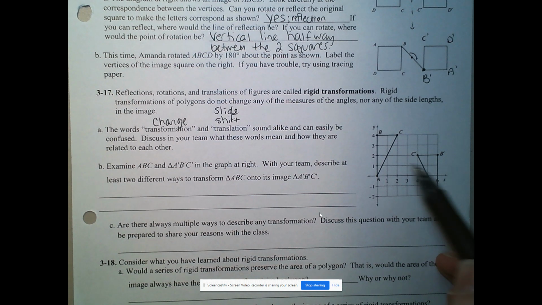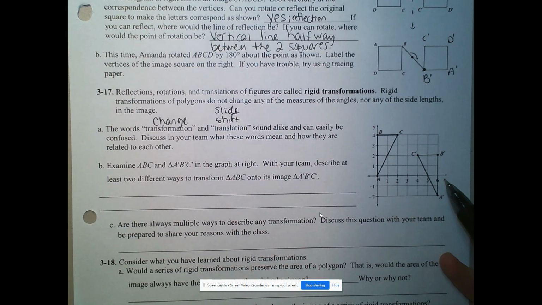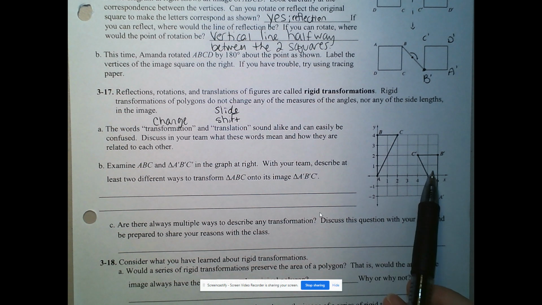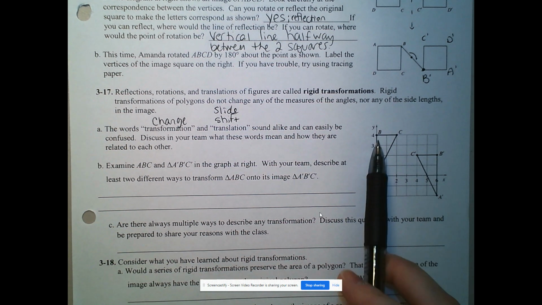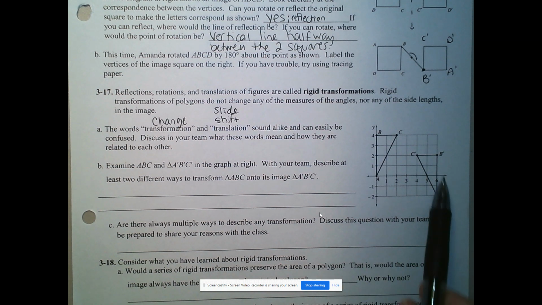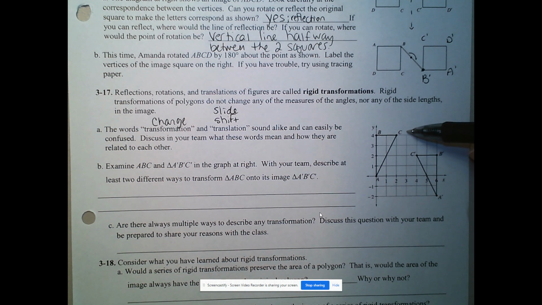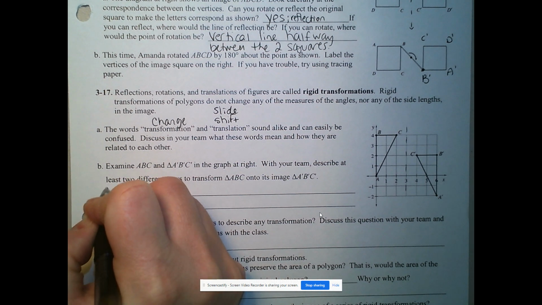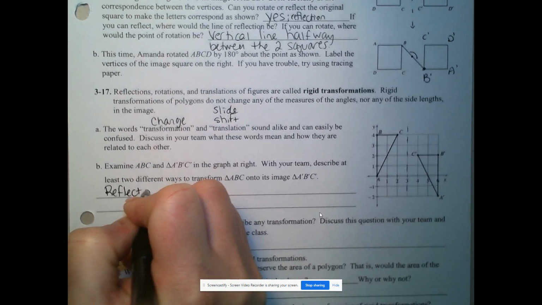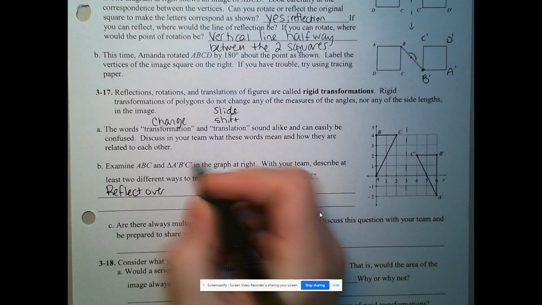Examine A, B, C and A prime, B prime, C prime in the graph at the right. Describe at least two different ways that you could transform. So two different ways that we could change to get from this one to this one. Now, when I look at it, I can see that this one has side AB on the left and this one has A prime, B prime on the right, which tells me I would probably do a reflection. And halfway would be right here. So first thing I would think of is to reflect over the line x equals 3.